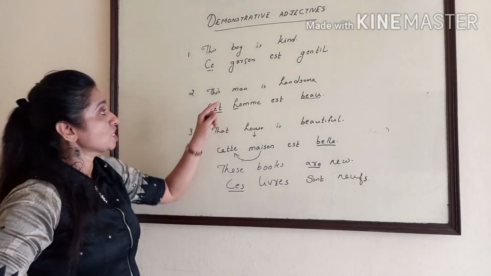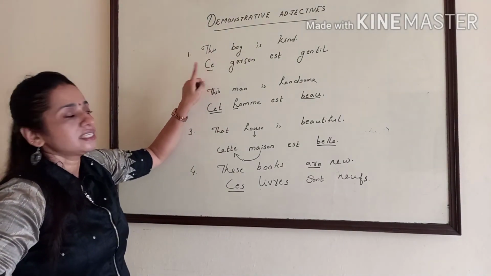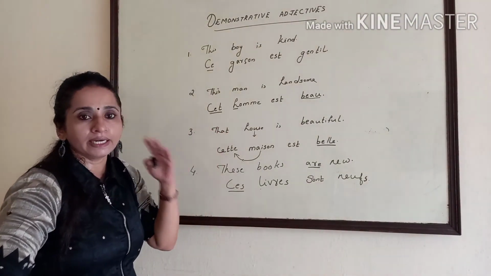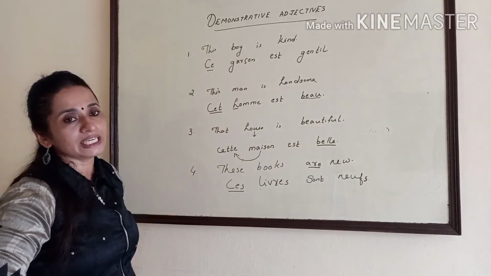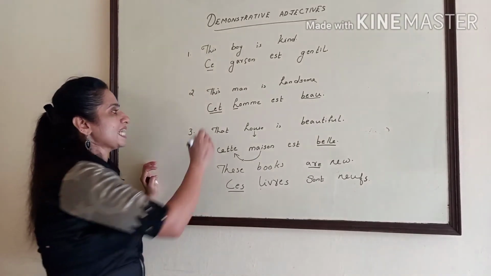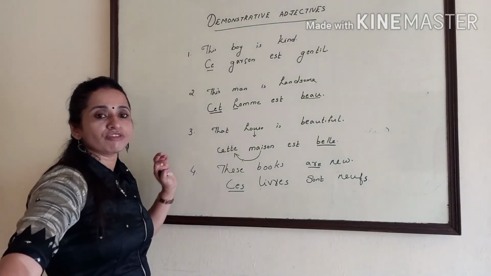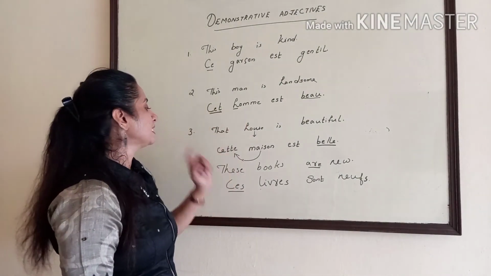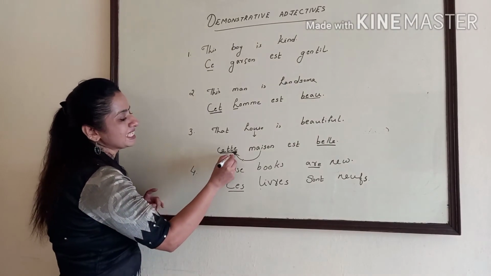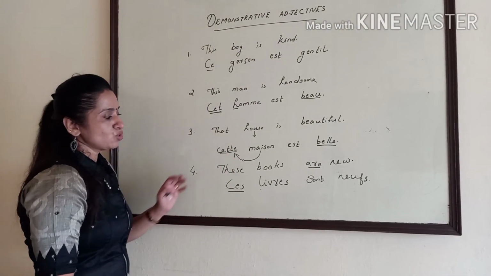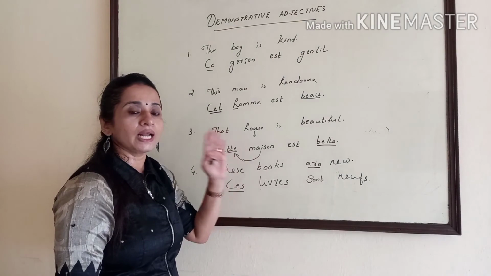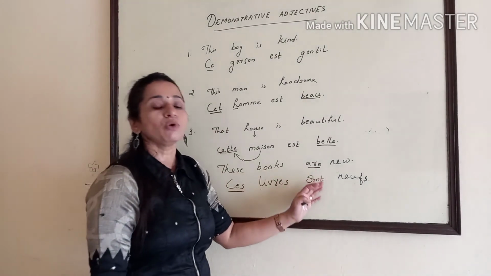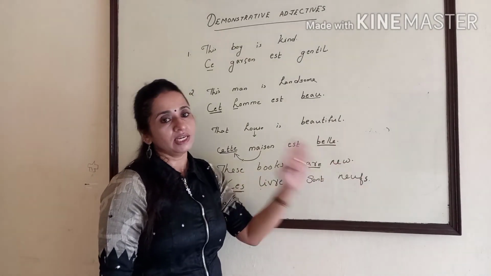Let's revise. First one, ce, C-E, is used in front of a masculine singular noun beginning with a consonant sound. Number 2, cet is used in front of a masculine singular noun beginning with a vowel. Then third is cette, C-E-T-T-E. It is used in front of a feminine singular noun. And C-E-S is used in front of plural nouns irrespective of the gender.